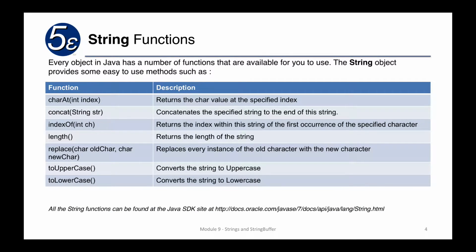What String does, as an object, is give us some neat little functions. I've written some down here for you. I've taken this from the Java SDK site at Oracle, where you will see a listing of the functions. You can use charAt to return the character value at a specified index which you pass in. Concat concatenates a string to the end of the specified string, and this again will ultimately create a new object. indexOf will return the index within the string of the first occurrence. One common one is length, where you want to return the length of a particular string.